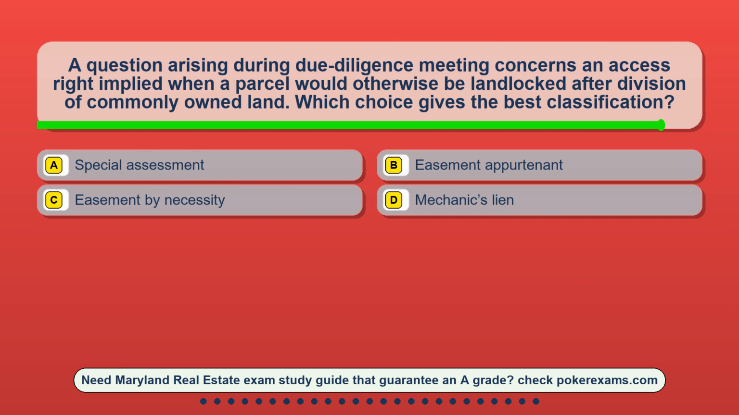Question 22. A question arising during a due diligence meeting concerns an access right implied when a parcel would otherwise be landlocked after division of commonly owned land. Which choice gives the best classification? Option A, special assessment. Option B, easement appurtenant. Option C, easement by necessity. Option D, mechanic's lien.